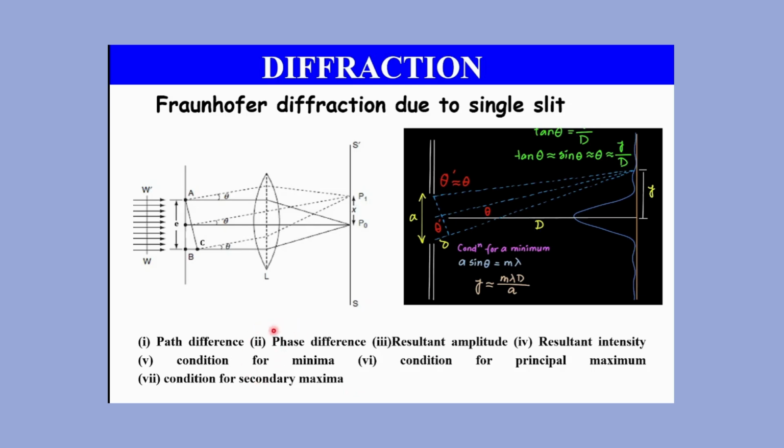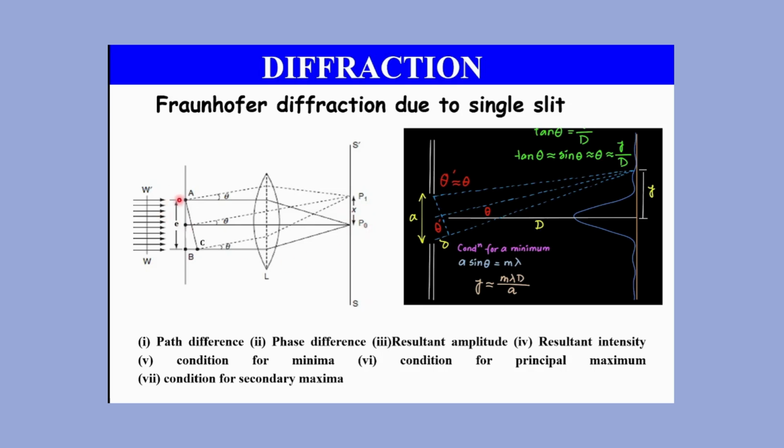Now to discuss all these concepts, again consider a monochromatic light source W dash. From this monochromatic light source, wavefronts are coming. These wavefronts are incident on the slit of width e. Some light rays move normally towards the lens and are focused at point P0 on the screen. Here the point P0 is of maximum intensity.